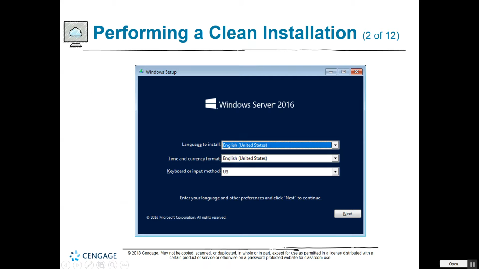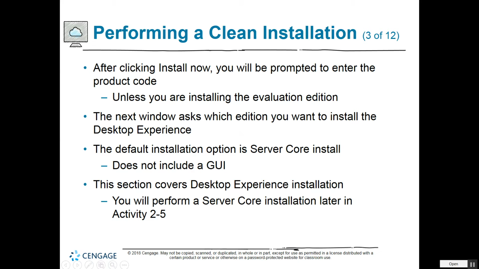Now here we go. We start out. We've got our Windows Server 2016. Now, after we click install, you're prompted to enter your product code. Now, the only way around that is if you're doing an evaluation edition. Now, the next window will ask you which edition you want to install.